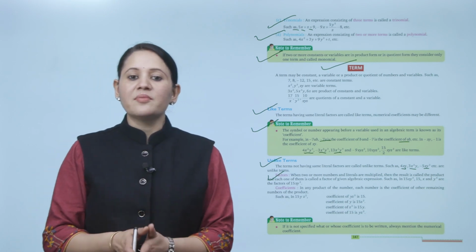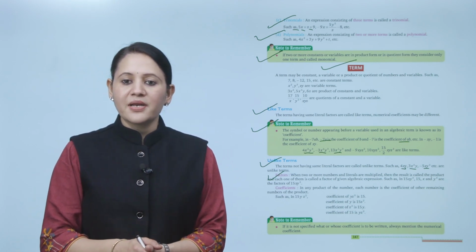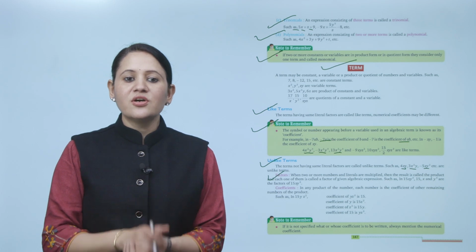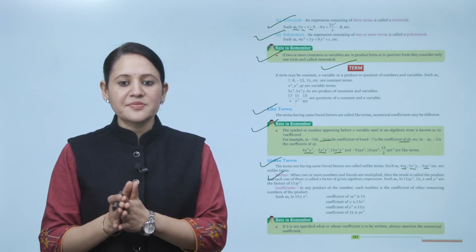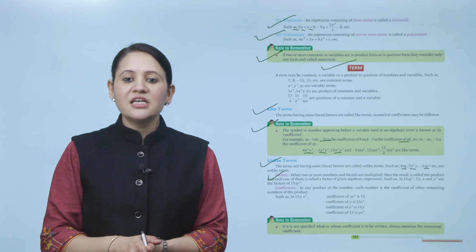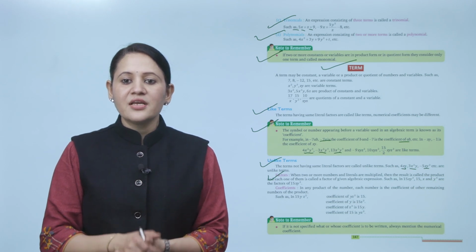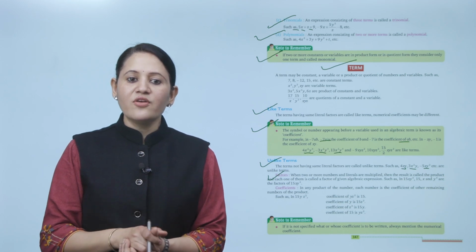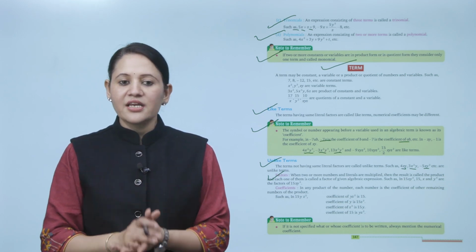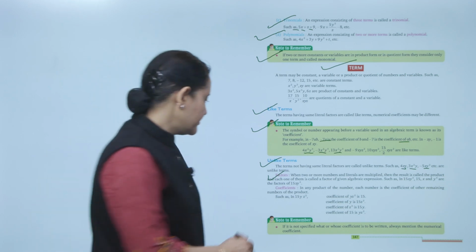Next is factors. When two or more numbers and literals are multiplied, the result is called the product, and each one of them is called a factor of the given algebraic expression, such as 15xy square. So 15, x, and y square are the factors of 15xy square. Clear?